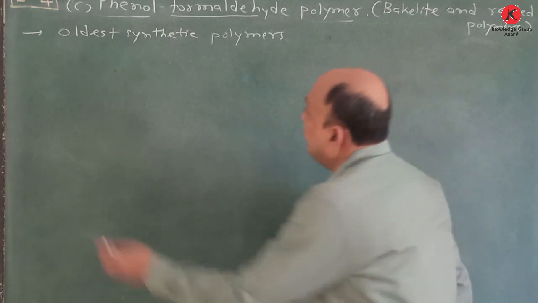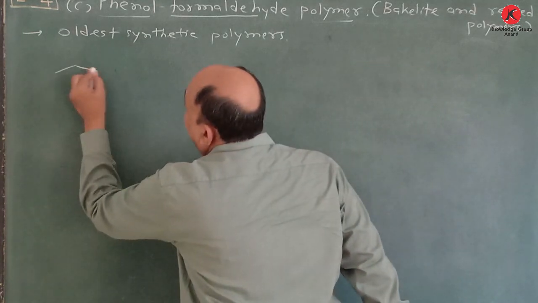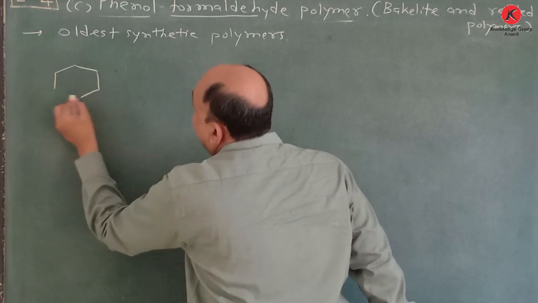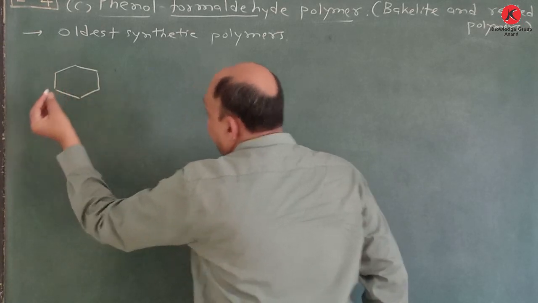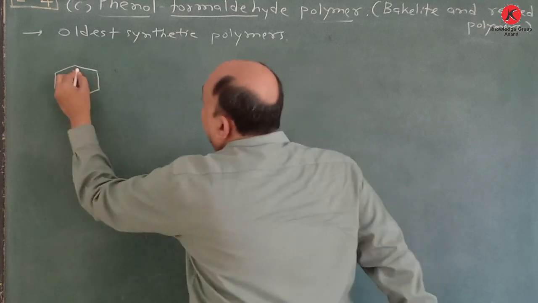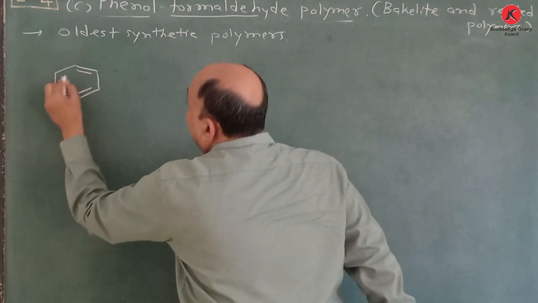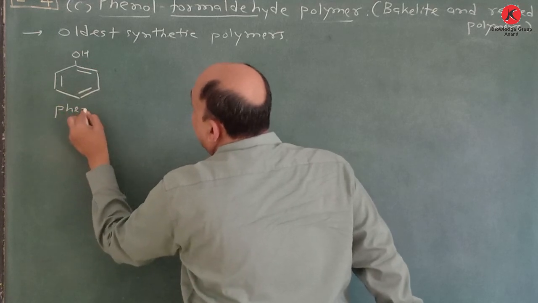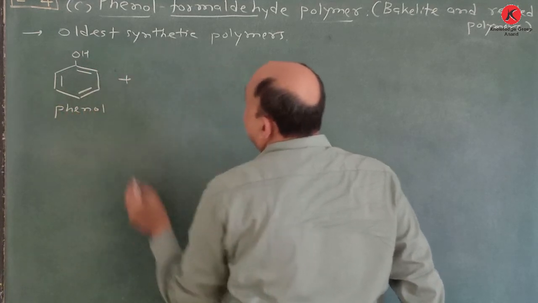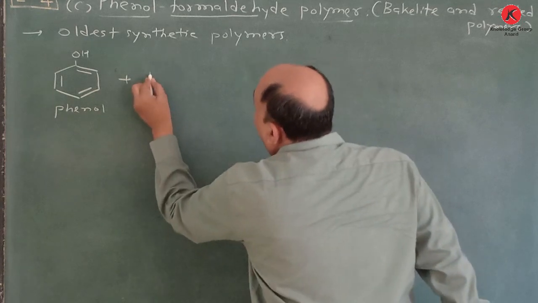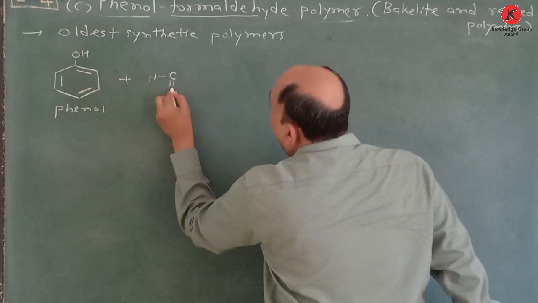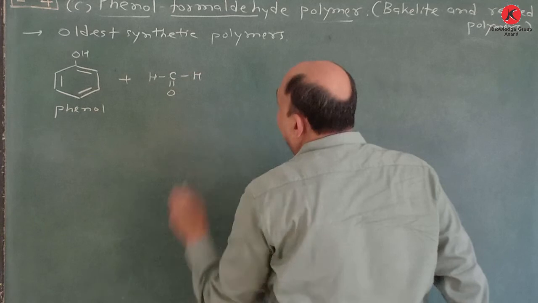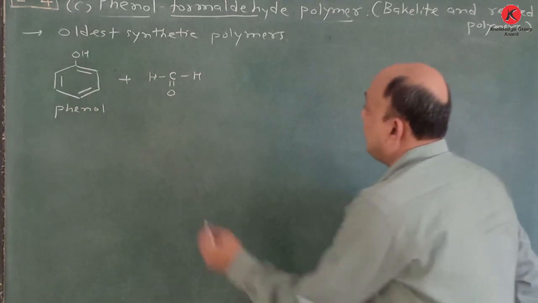That means first of all we write this reaction. It is very important. So here this is the structure of phenol, plus, now we take HC double bond O and H. This is nothing but formaldehyde.